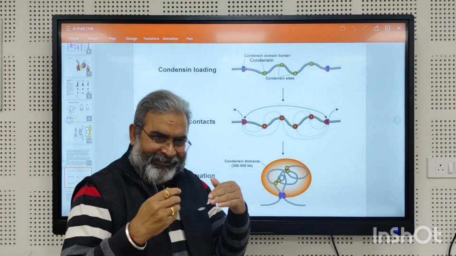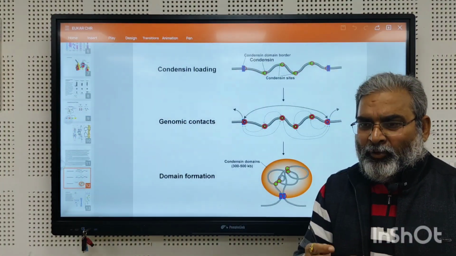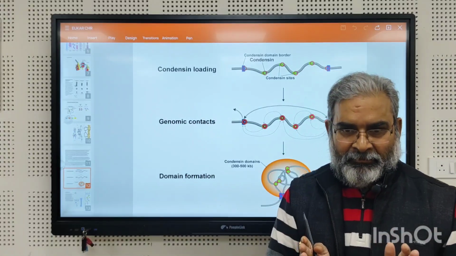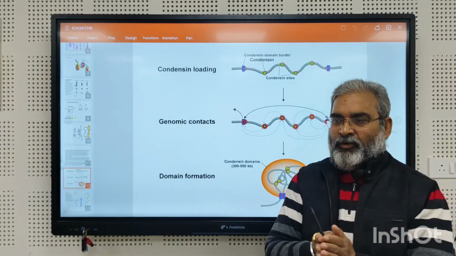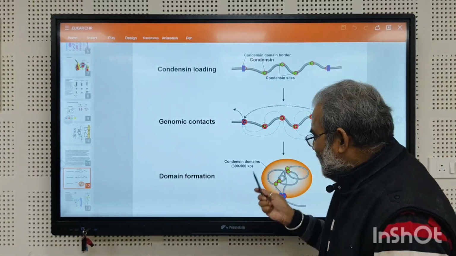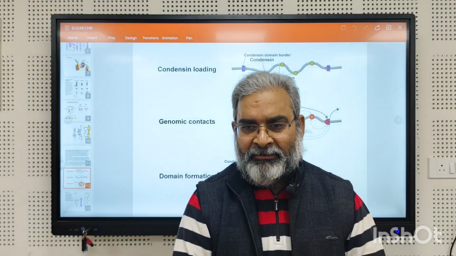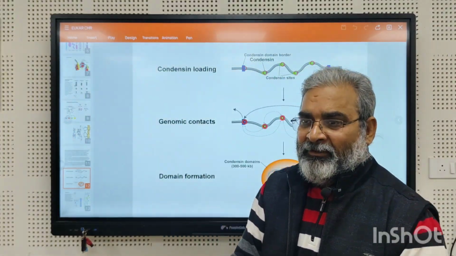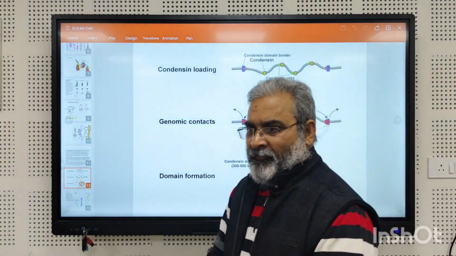That means in simple way you should consider that a number of loops are associated all together to form a domain. And in this way, a number of domains are formed during the formation of chromatid. Clear? यहाँ पे कोई दिक्कत नहीं है.